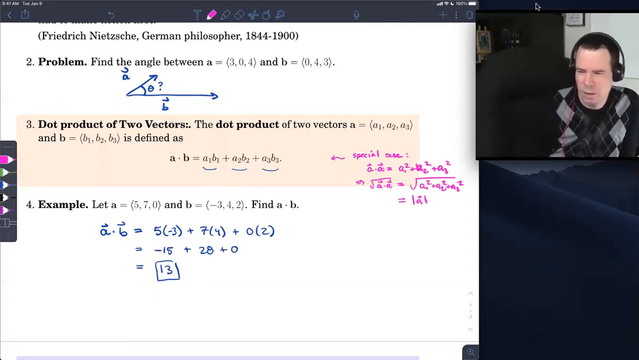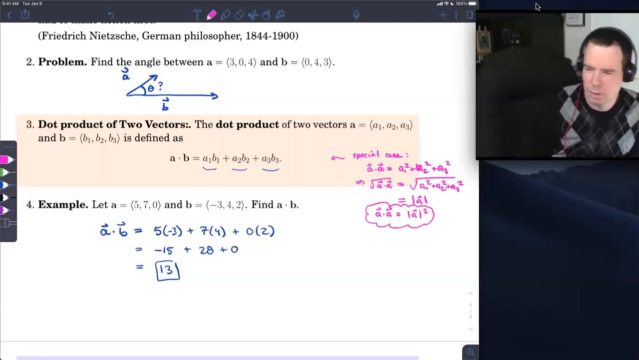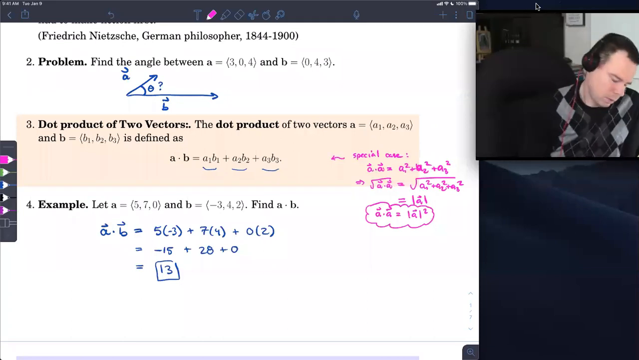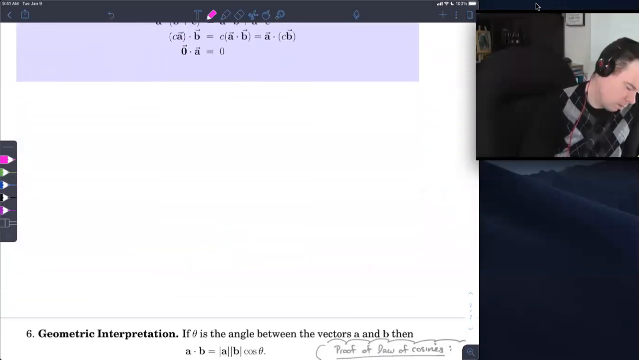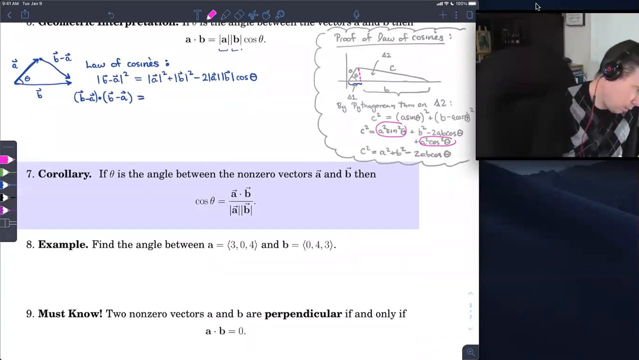So a dot a is equal to the length of a squared. That's the property we're going to use here. Whenever I see a magnitude squared, I can replace it with a dot product of a vector with itself, or whenever I see a dot product of a vector with itself, I can replace it with a magnitude squared. Okay, so that's our first step.